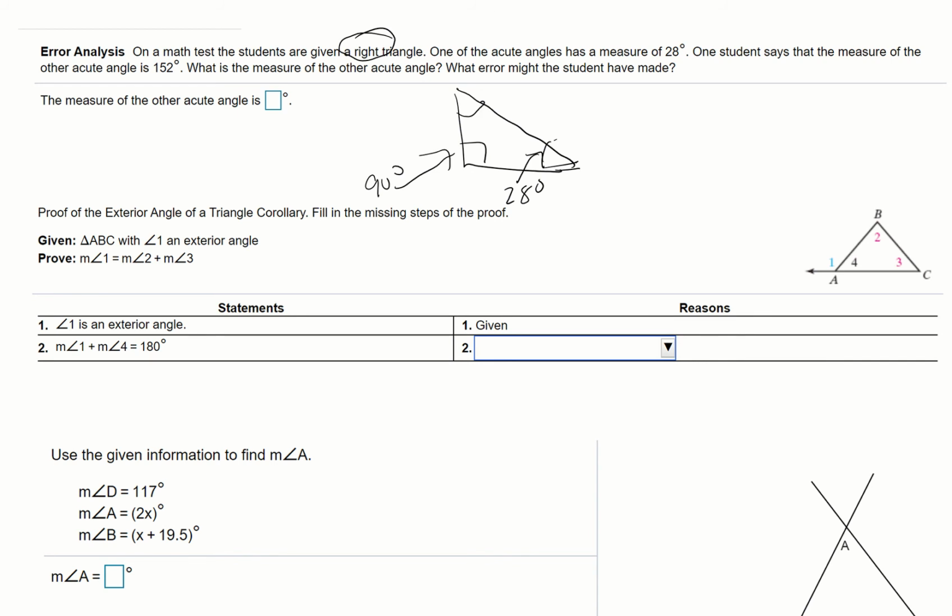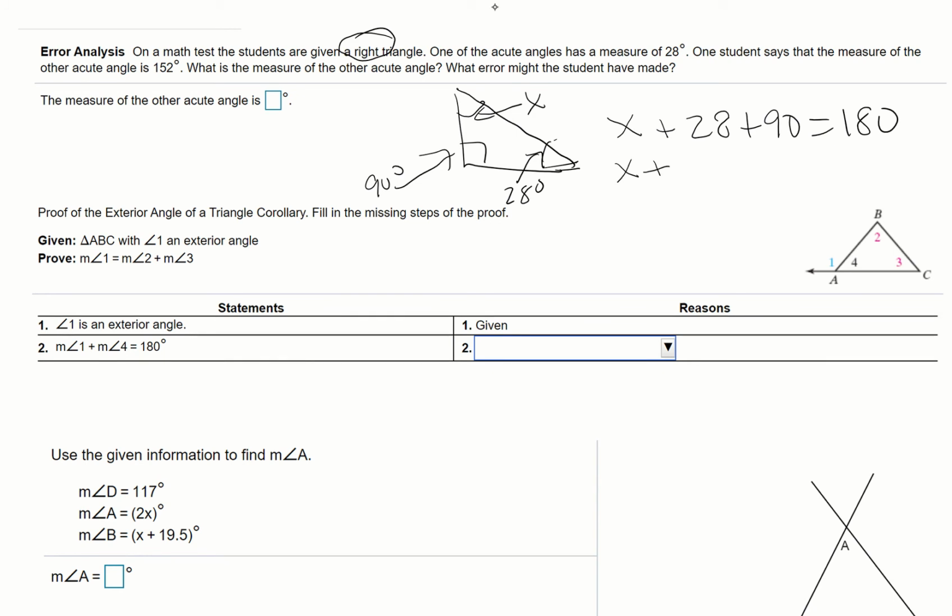Well, remember, according to the triangle angle sum theorem, all the angles in a triangle have to add up to 180. So if I wanted to figure this out, we'll call that x. Well, I know that these three angles have to add up to 180. So x plus 28 plus 90 has to equal 180. And so if we add these two together and subtract it from 180, we should get the other angle, right?